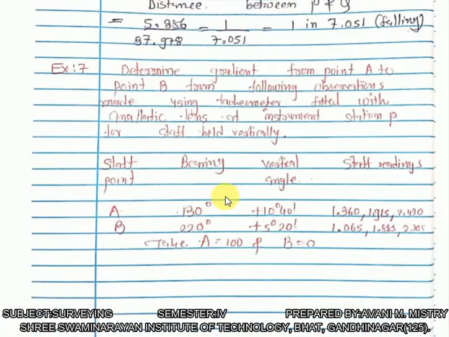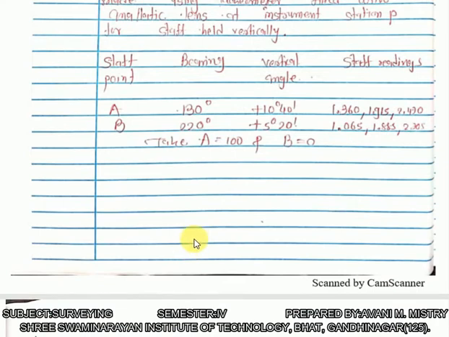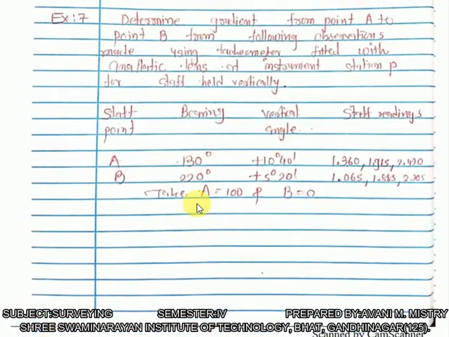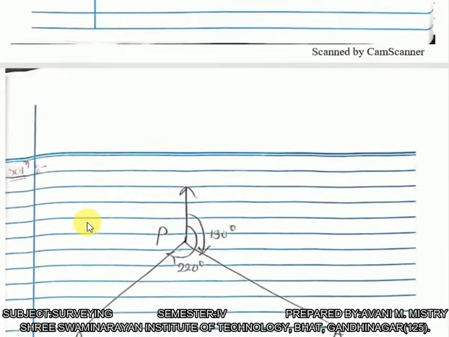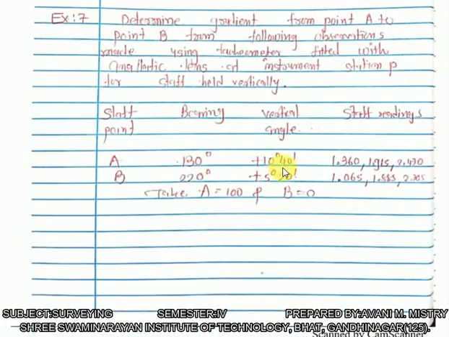First of all, we have the bearing of A and B from the instrument station. The difference between these bearings is 90 degrees, so we use the formula to find the distance AB. Then for observation 1, the angle of elevation is given and the stadia readings are given. By using these stadia readings, we find the value of S1, and theta 1 is 10 degrees 40 minutes.